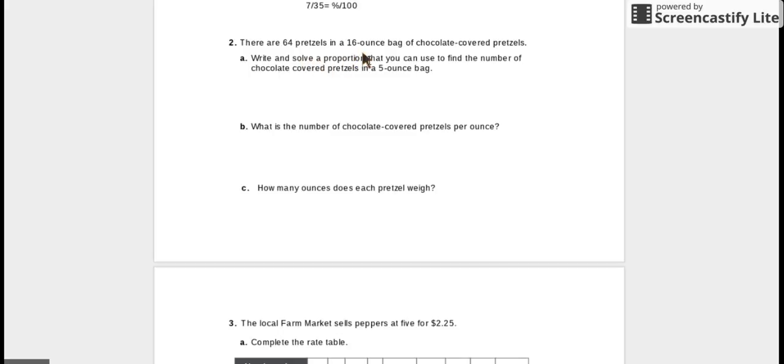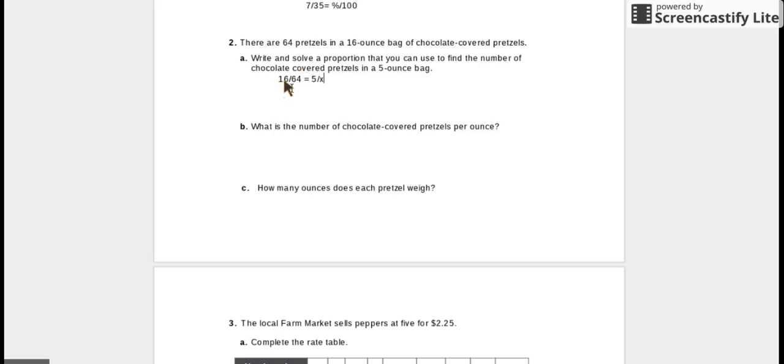Now we should set up our units so that they're the same on both sides. So we have ounces and pretzels. I'm going to put ounces on top for my fraction and 64, the pretzels, on the bottom. So for the proportion, the ounces should be on top here and the pretzels should be on bottom. What they give us is 5 ounces, so that can go on top. And what we're looking for is, in that 5-ounce bag, how many pretzels were in it.